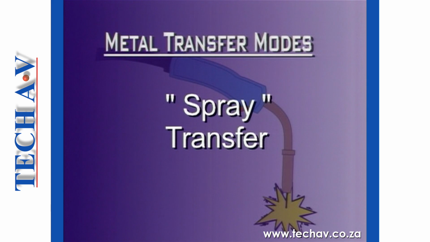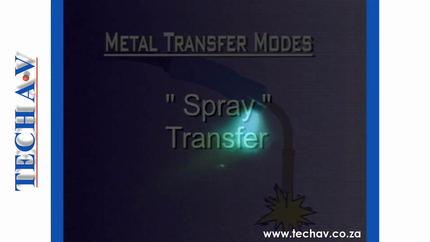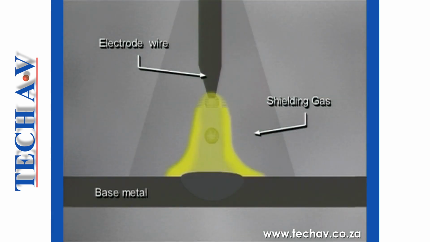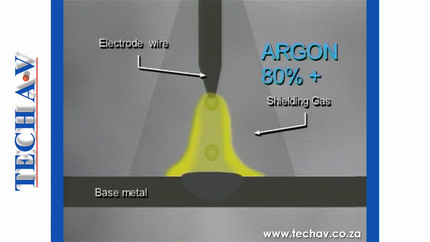Let us now consider spray transfer. Spray transfer requires relatively high welding voltage and current. The high voltage results in a continuous arc between the electrode tip and the base metal. The electrode wire does not short-circuit onto the base metal, but melts in the form of droplets within the arc. These droplets are attracted by electromagnetic forces to the base metal. It should be noted that spray transfer will only occur in the presence of an argon-rich shielding gas.